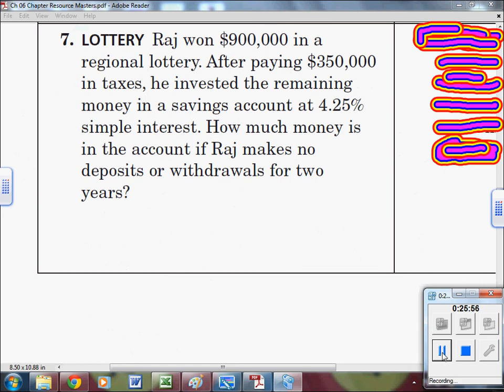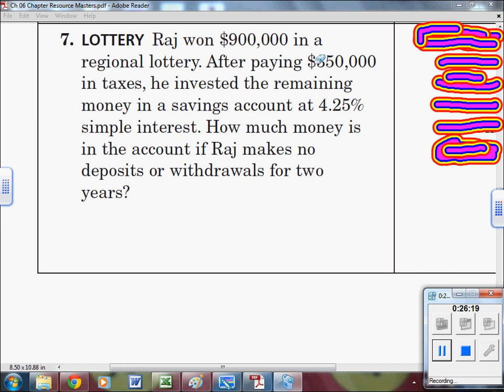Alright, so give this question a shot and see if you understand what's going on, and it'll help you do it. And if it helps, maybe I'll read it for you and give you some hints. It says Raj won $900,000 in a regional lottery. After paying $350,000 in taxes, he invested the rest of the money in a savings account at 4.25% simple interest.